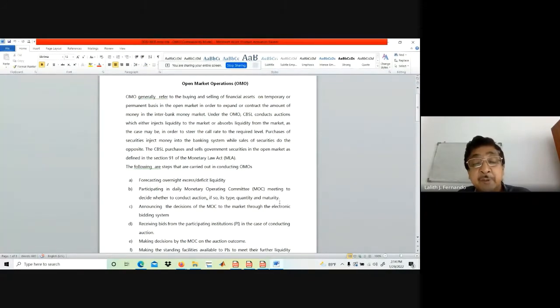Announcing the decisions of the MOC to the market through the electronic bidding system. So there's a system where you can bid through the electronic system and all decisions are informed through the bidding system, and receiving bids from participating institutions in the case of conducting an auction.